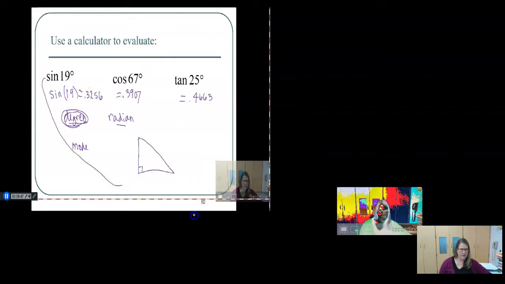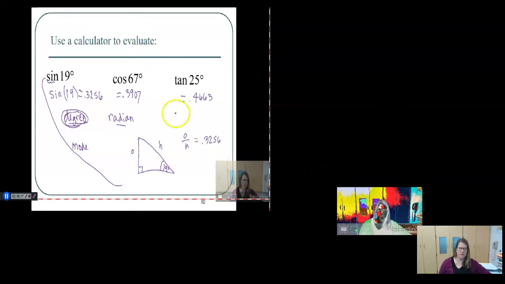of sine 19, if one of the angles in the triangle is 19 degrees, then if I were to take the ratio, sine, remember, means opposite over hypotenuse. If I take the ratio of opposite over hypotenuse, in a triangle with a 19-degree angle, that ratio, when I divide opposite by hypotenuse, is going to be equal to about 0.3256. 0.3256 would be the ratio between the two sides.